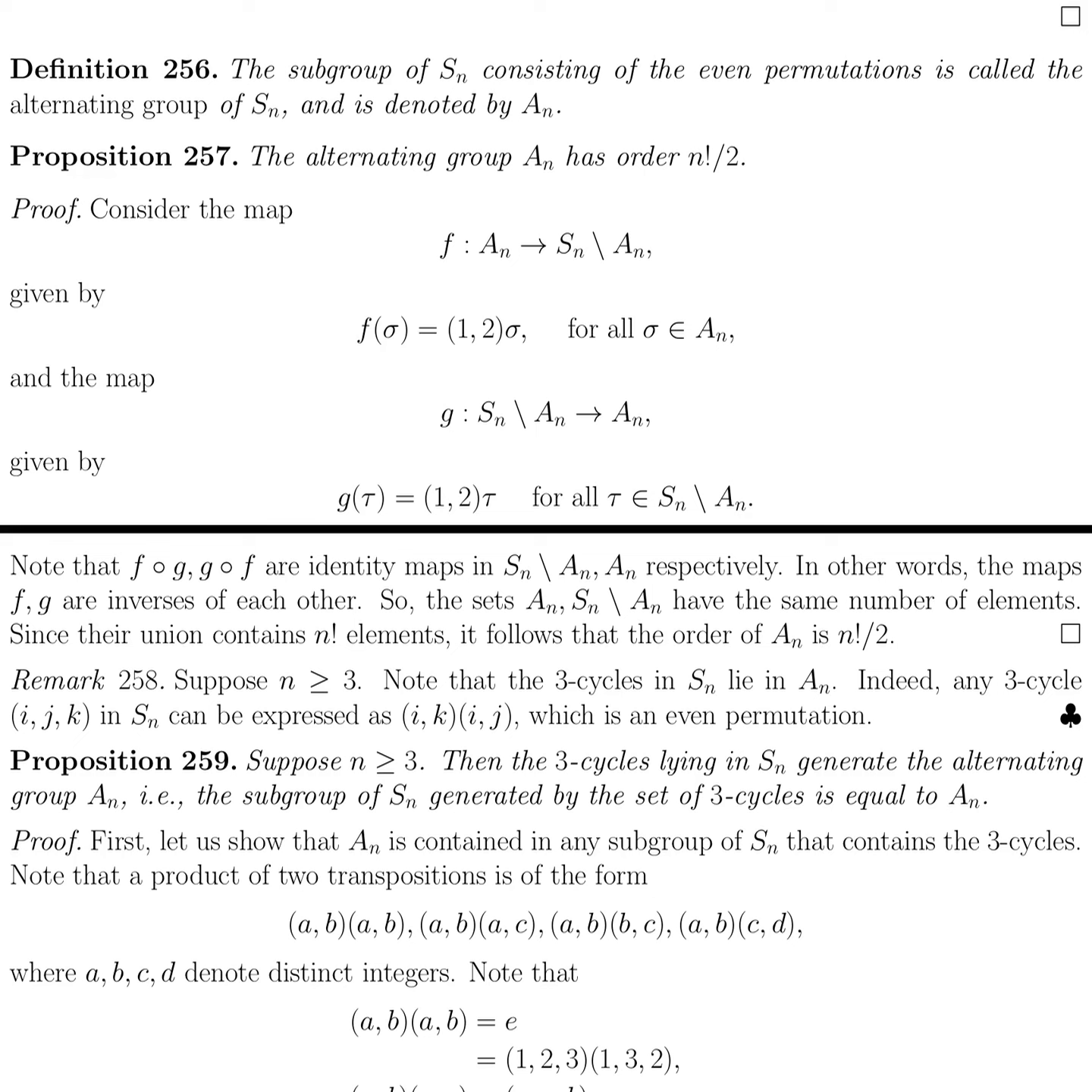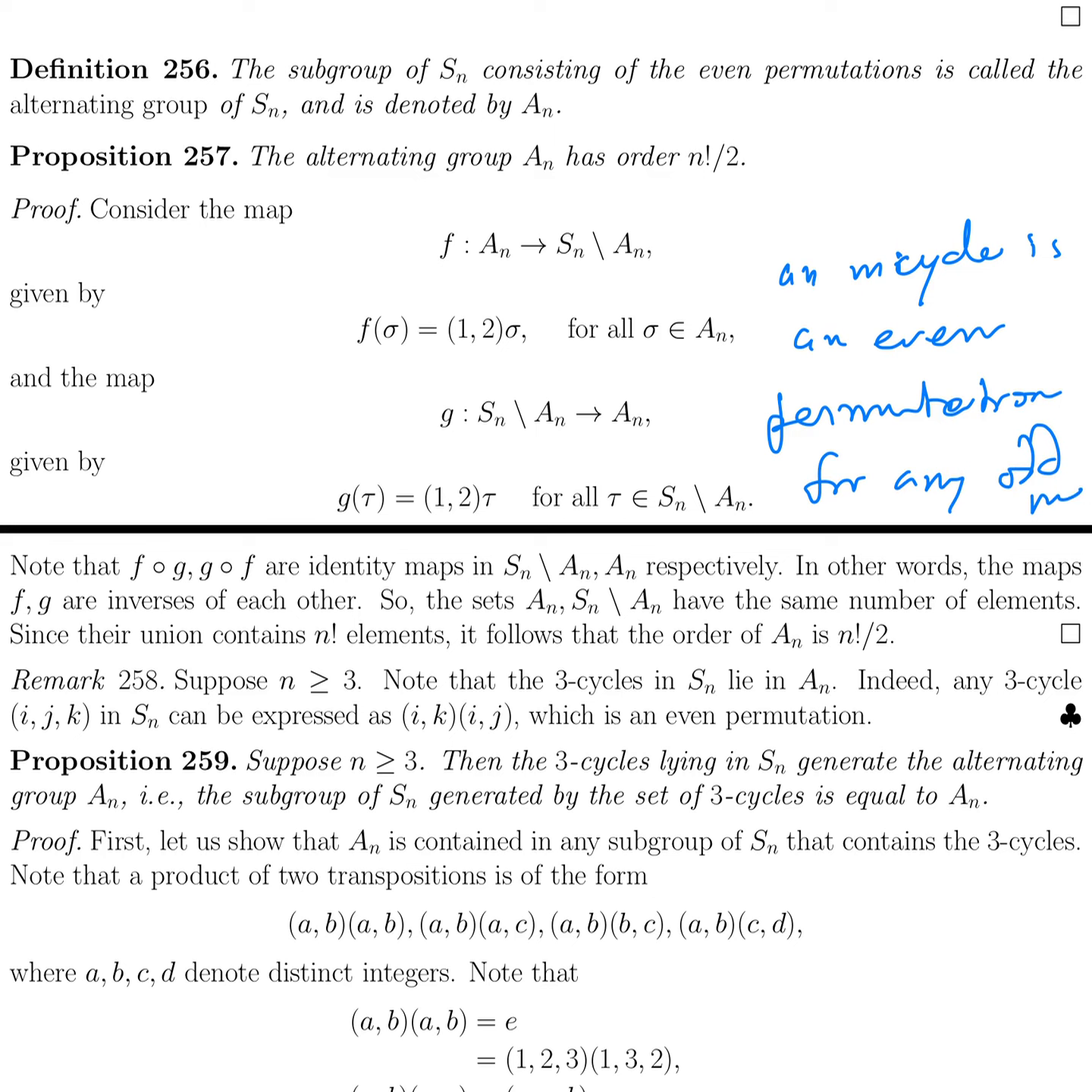We have been considering the transpositions, which are of the form (a b). So now we'll look at things of a bit bigger length, namely 3 cycles. We have been looking at transpositions, which are 2 cycles. Now we'll focus on 3 cycles. Note that if you take a 3 cycle (i j k) in Sn, it can be expressed as (i k)(i j). So this is an even permutation. So a 3 cycle is an even permutation. More generally, one can show that an m cycle is an even permutation for any odd integer m.